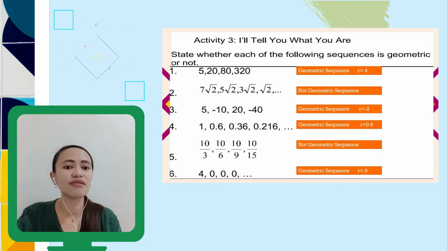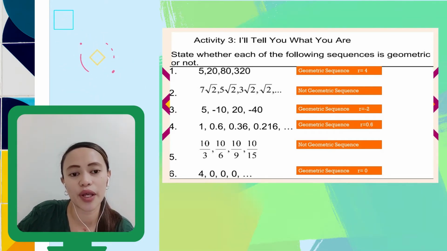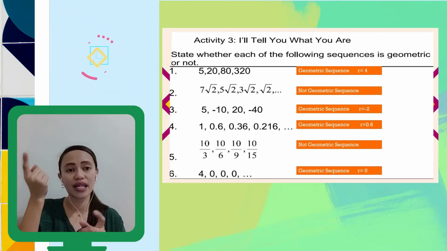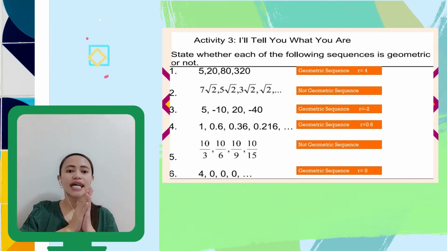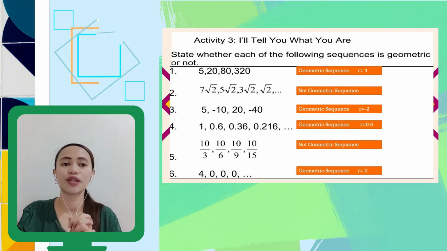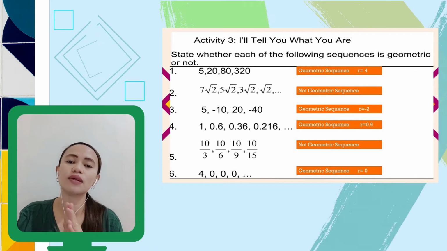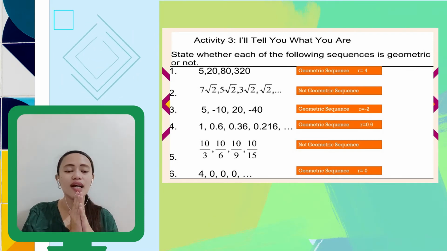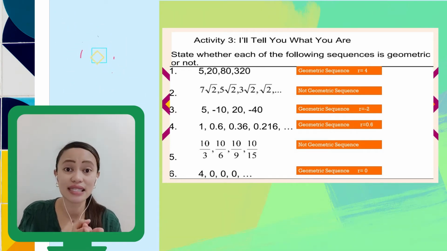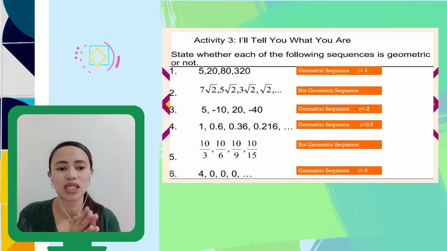Now, let's have number 4. We have 1, 0.6, 0.36, 0.216. Let's try if we have a common ratio with this. 0.6 divided by 1 is 0.6. 0.36 divided by 0.6 is equal to 0.6. So, the common ratio for this is 0.6, and this sequence is a geometric sequence.